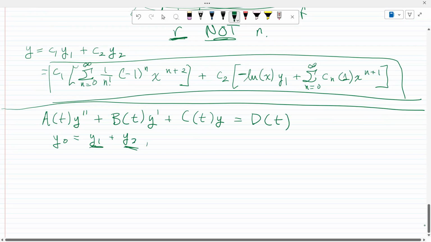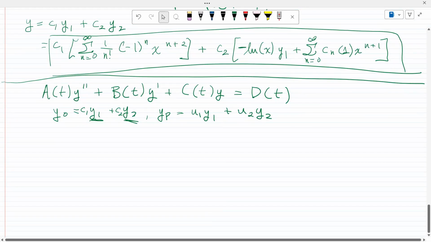Okay. Then we have that our particular solution has to look something like this. Sorry, this should have constants in it. u1 y1 plus u2 y2. Okay.